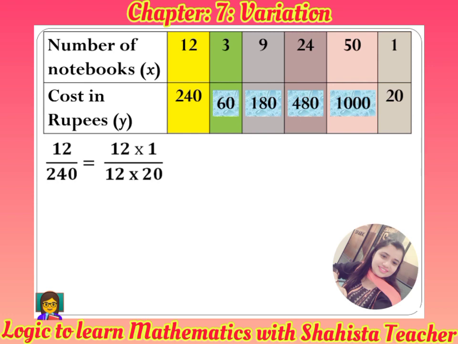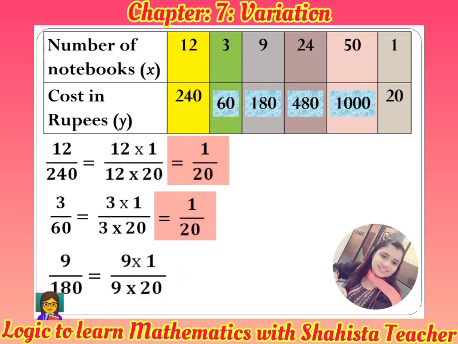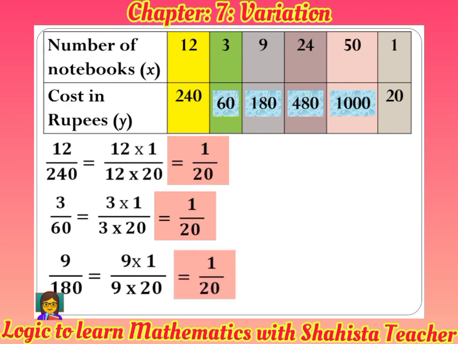So here 12 upon 240 is equal to 12 multiplied by 1 upon 12 multiplied by 20. After dividing this, we get 1 upon 20. You have to divide using the table of 12. So 12 ones are 12 and 12 twenties are 240. Is that clear? So 1 upon 20. Now 3 upon 60, so 3 ones are 3, 3 twenties are 60. See, everyone's answer is 1 upon 20 after dividing. 9 upon 180, so 9 ones are 9, 9 twenties are 180. We are getting 1 upon 20, right?